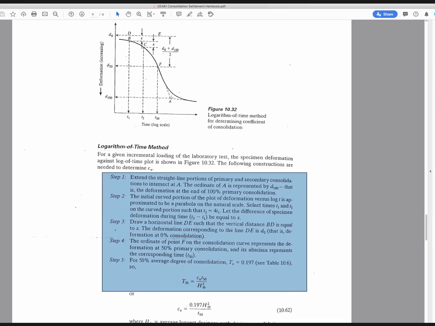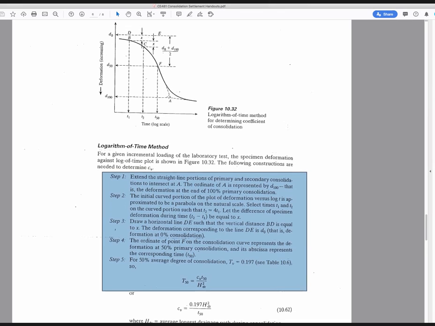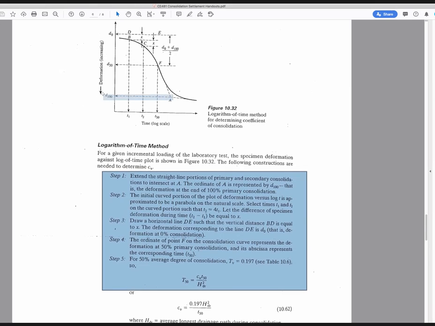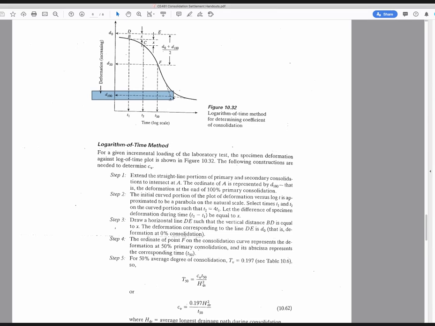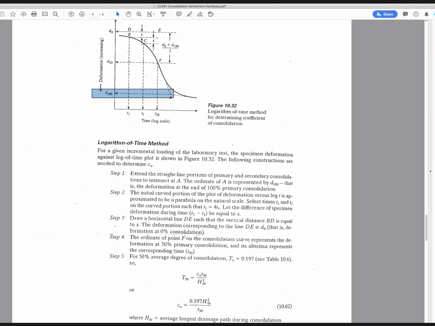Extend straight lines to identify that knee, which is point A. And we shoot that A point over to the y-axis and call that D100, the deformation at the end of 100% primary consolidation. This point down here is sometimes called EOP, end of primary, meaning that's the end of primary consolidation. After this point, it's only secondary compression that is occurring.